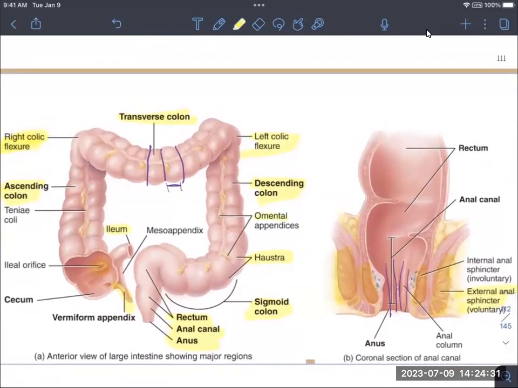So you can see these omental appendices are little fat pieces that come off. We can see the haustra coming through, and the taenia coli, which is this kind of connective tissue that runs along this length here.